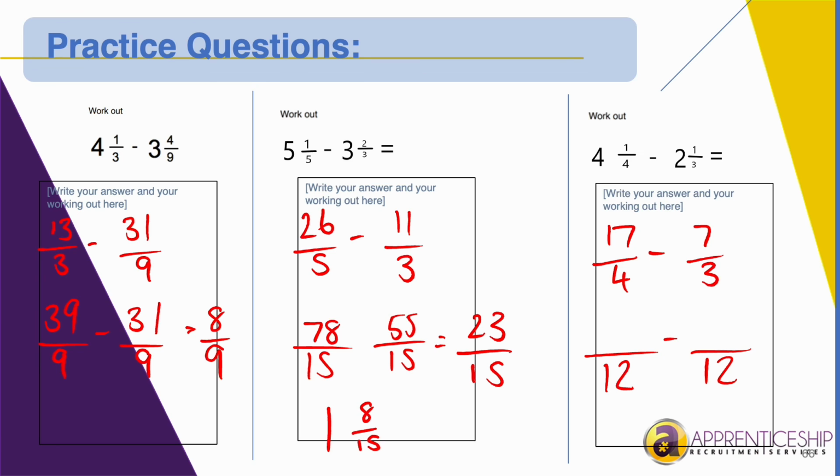Okay, so the first one we multiply by 3. So 17 times by 3 is 51. 7 times by 4 is 28, so 51, take away 28, leaves us with 23 over 12. Okay, so how many 12s fit into 23? So that's 1, remainder 11. So 1 and 11 twelfths is the answer.